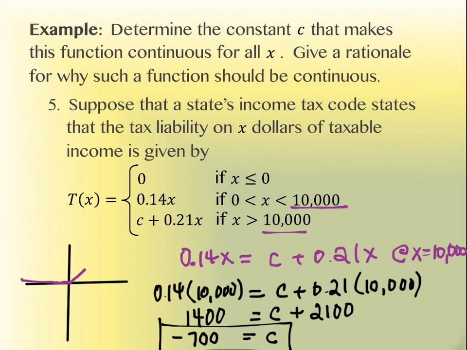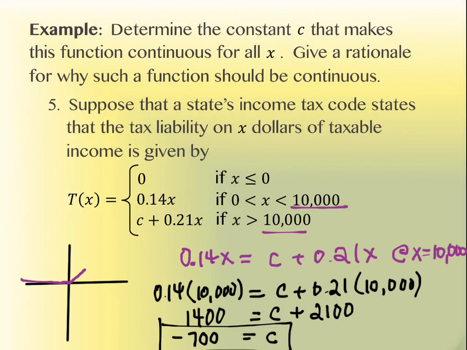This one says, find the constant C that makes the function continuous. So we did that part. We found the value for C. C has to be negative 700 for that to work. Negative 700 isn't a dollar amount. All it's doing is compensating for the fact that when I plug in a value here that's, say, $30,000 or whatever, I'm going to get times 0.21, like 21% tax, basically, and then subtract off the 700 from the C. That's what it's doing.